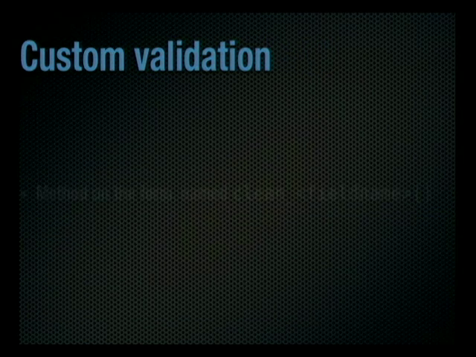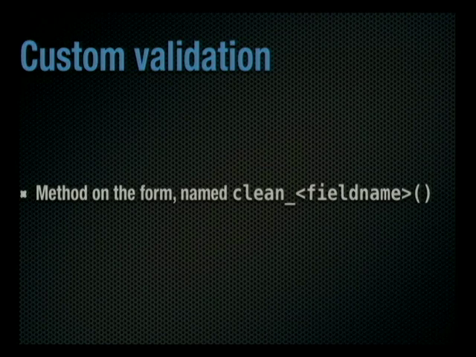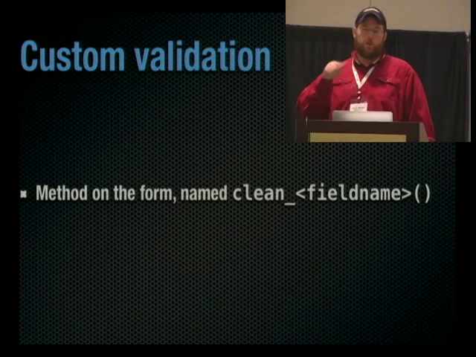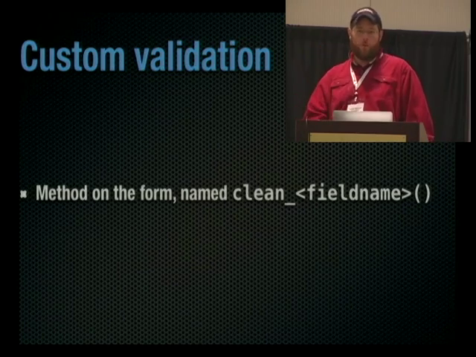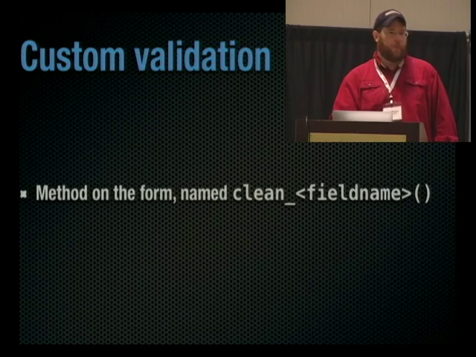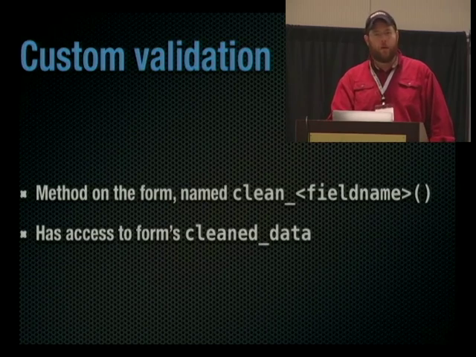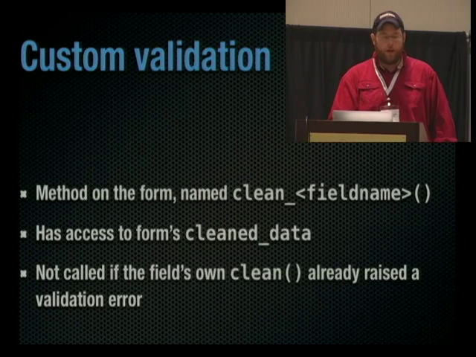This is kind of tricky because you can actually do field-specific validation defined at the form level. If you define a method named clean underscore and then the name of a field on your form, we treat that as validation for that field, the same as if it were directly attached to that field instance. This will have access to cleaned data. It will get to see whatever came out of the original field validation process, but it will not be called if the field's own clean method has already bailed out with an error.